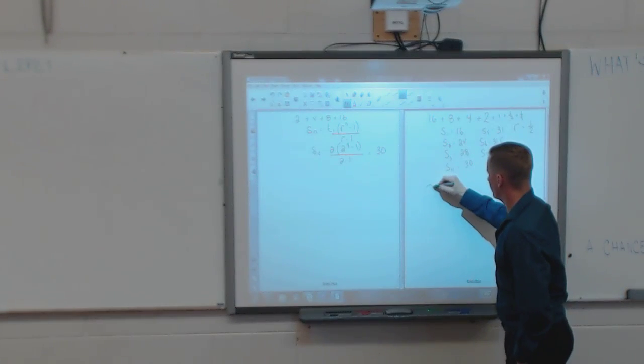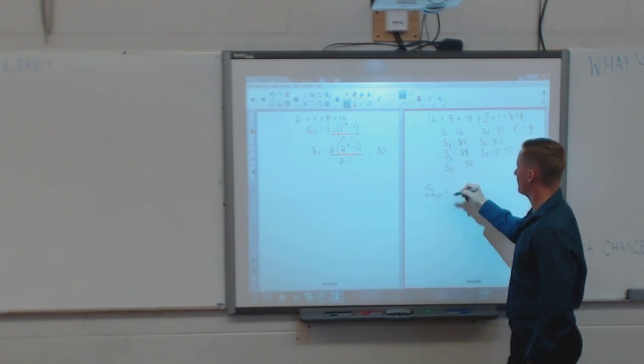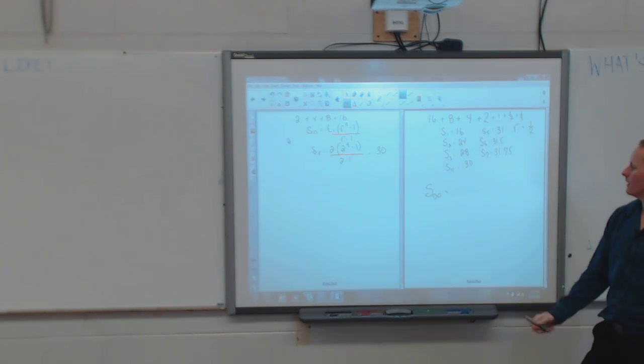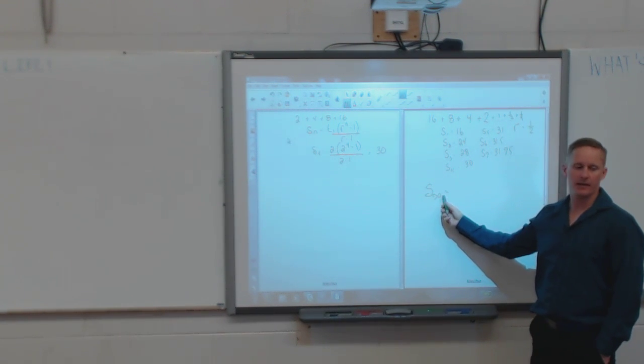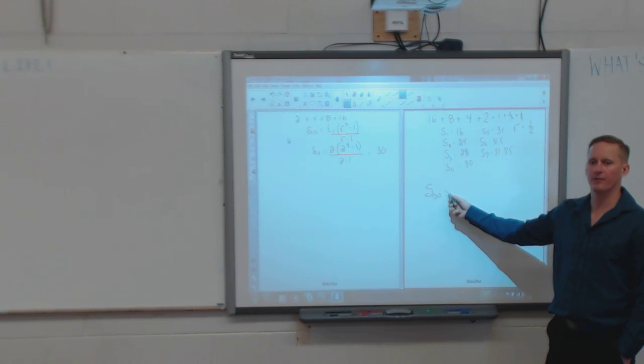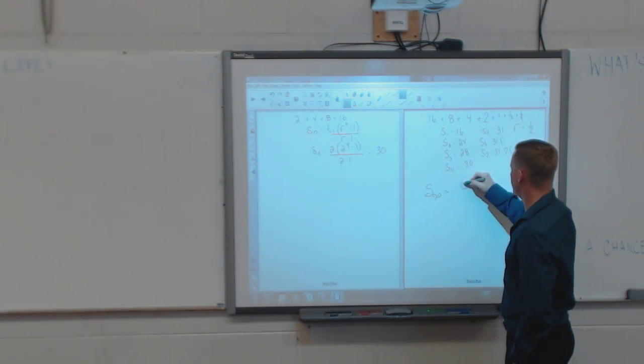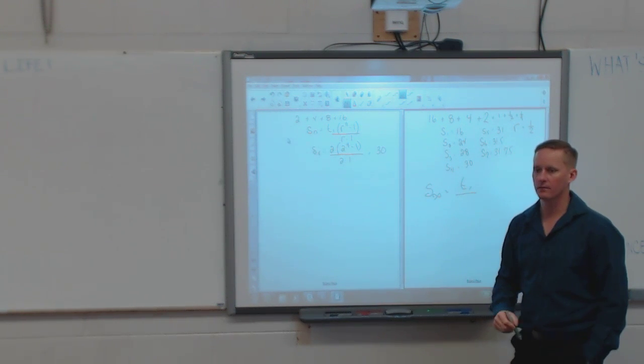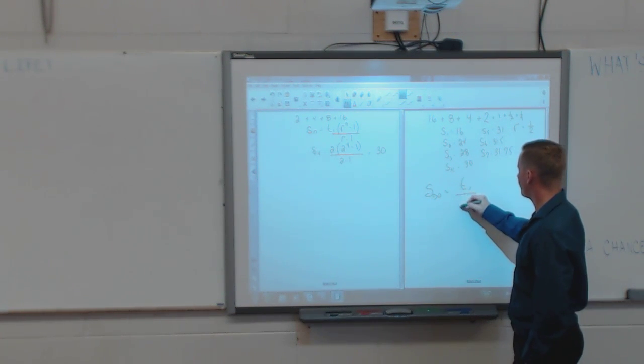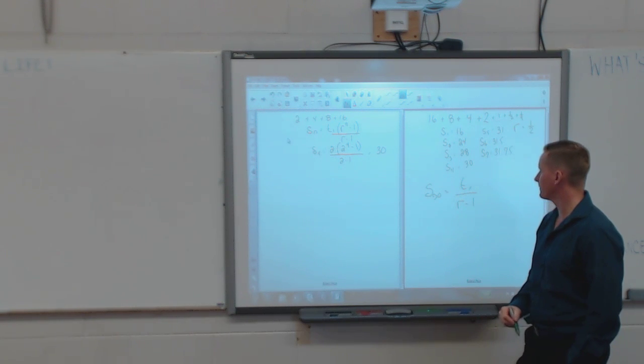So here's what I want: the sum of an infinite geometric series. This is the symbol for infinity. I take my t1 value and I divide it by r minus 1.